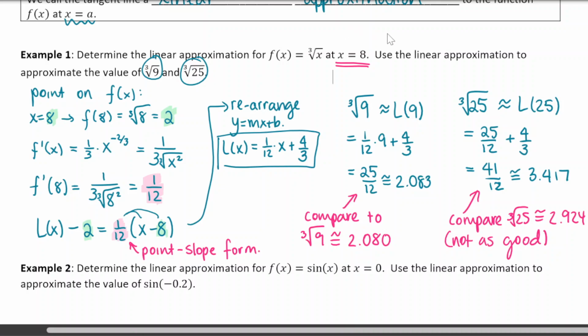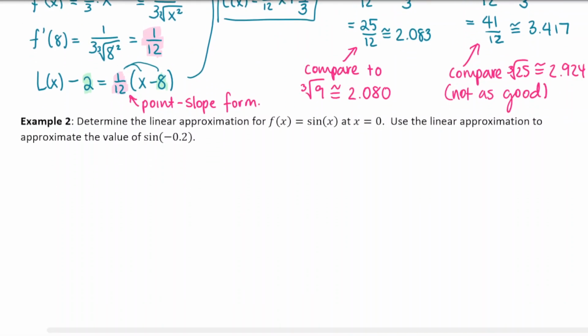Okay, let's do one that's really common in physics. Determine the linear approximation for f of x equals sine x at x equals 0. So sine x is a function that's easy to evaluate at certain values of x, but other values it's really challenging to do using mental math. At x equals 0, so a point on the line, it is easy to evaluate. The y value is just 0, but at points nearby, then it's quite challenging.